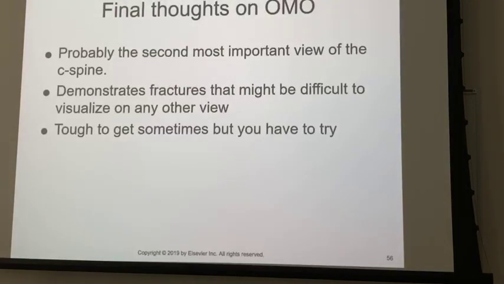Okay, so the lateral is probably the most important view of the C-spine because you can see everything, every possible fracture that you might have. You can either see directly or you can see telltale indicators the patient has a broken neck. But the open mouth odontoid is probably second most important. So it's very important to get it right. Unfortunately, because it's tough, people give up too easy. They give up too easy and they rely on a Fuch.